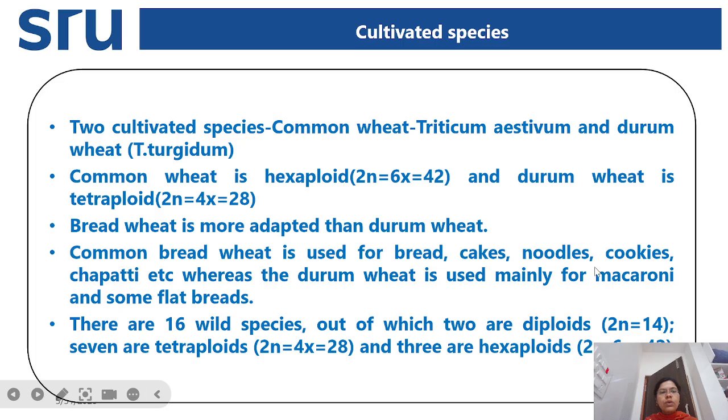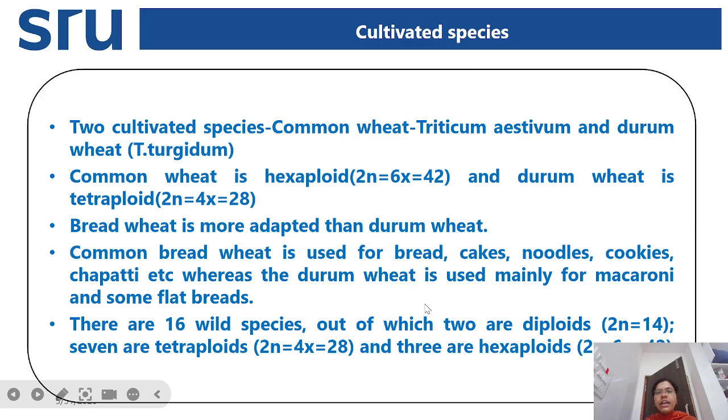Cakes, noodles, cookies, and chapatis, whereas the durum wheat is used mainly for making macaroni and some flat breads. In wheat, there are 16 wild species, out of which two are diploids, having the chromosome number 2n equal to 14, and seven are tetraploids. They are having the chromosome number 2n equal to 4x equal to 28, and three are hexaploids, which are having the chromosome number 2n equal to 6x equal to 42.